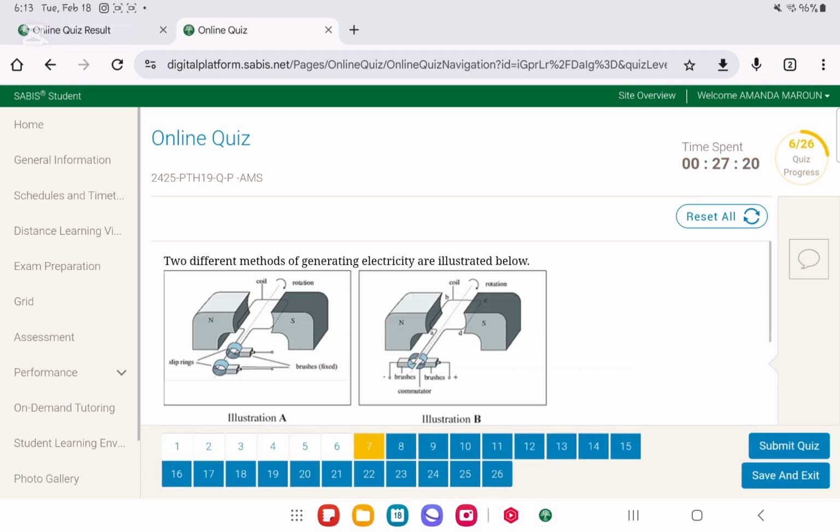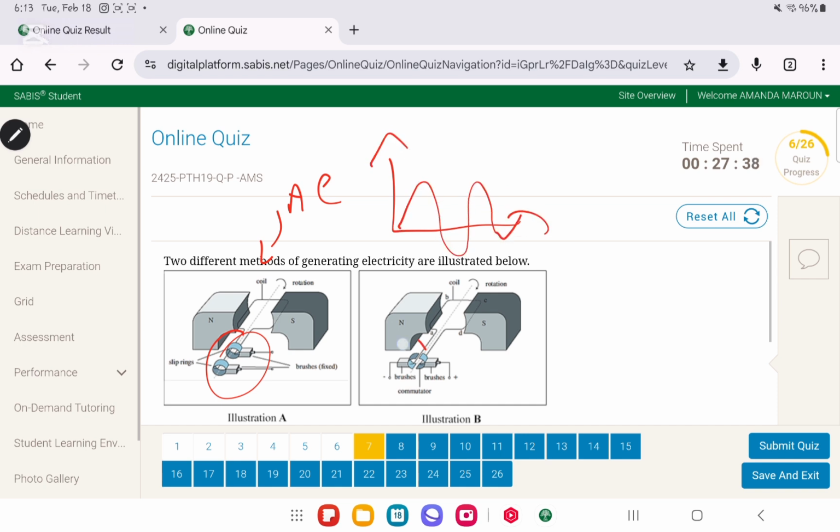As you can see, we have two different methods of generating electricity shown below. Over here, we have a slip or twin ring generator, or slip ring commutator. This means that it is an AC current, and if you want to draw its graph, it would look like this. Here it is a split ring commutator, so its graph is going to look like this because it's a DC current.